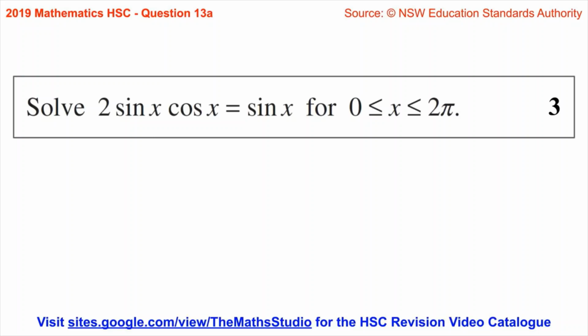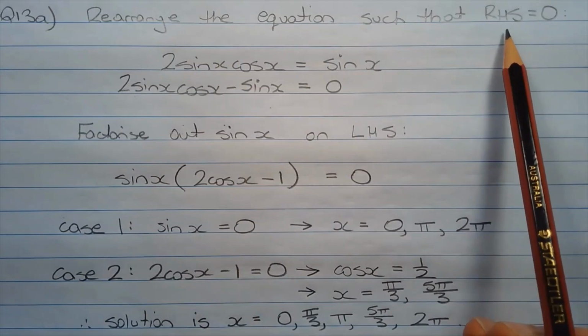Question 13a. Solve 2 sine x cos x equals sine x for x greater than or equal to 0 and less than or equal to 2 pi. Rearrange the equation such that the right-hand side equals 0.